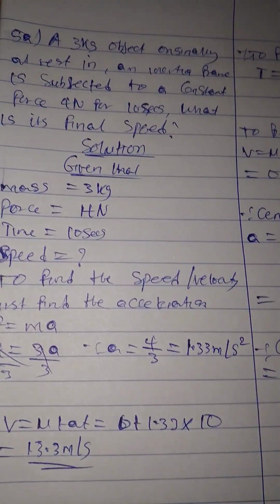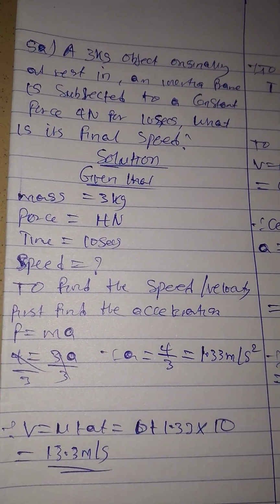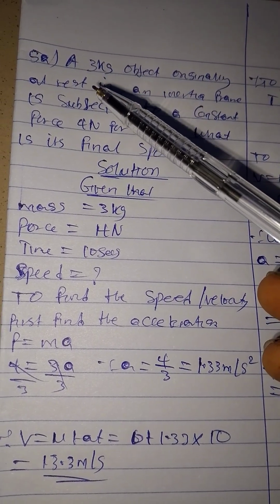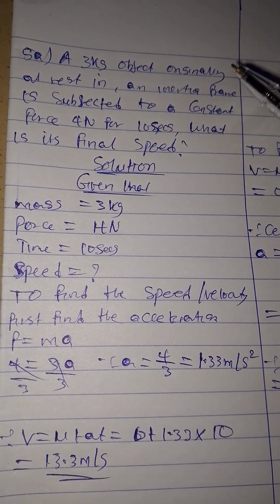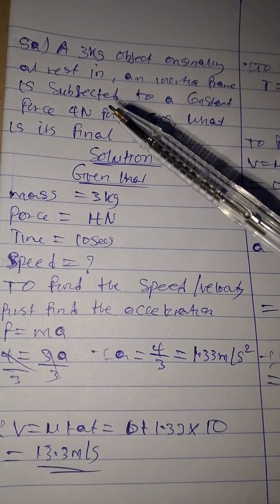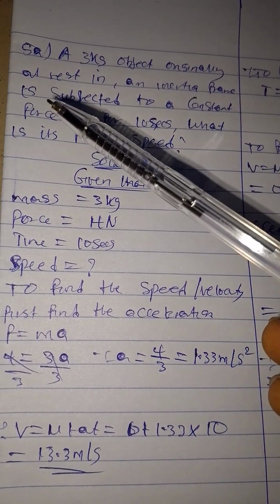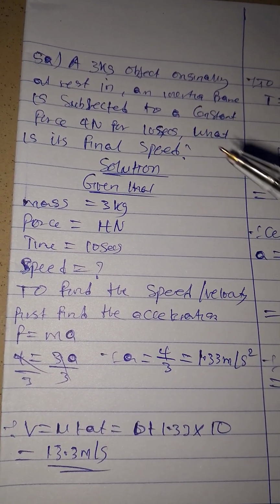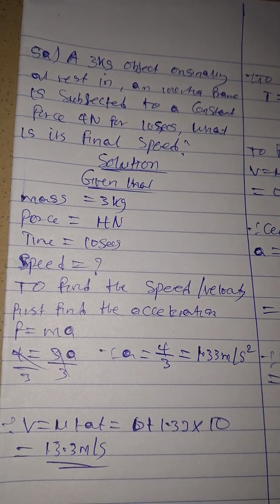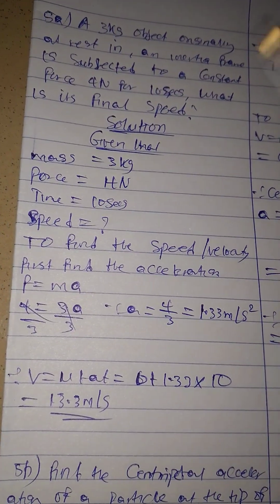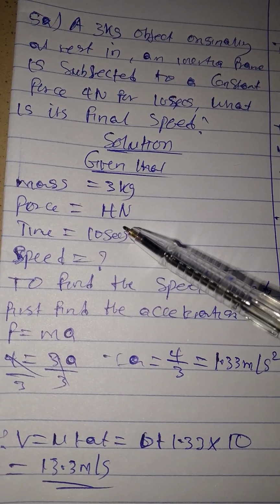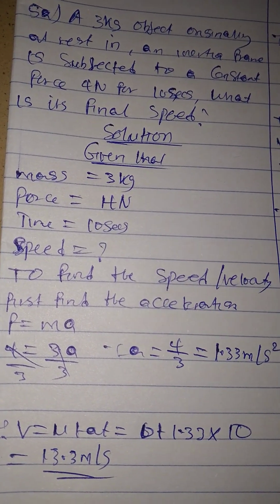Okay, so I have question number 5. Question 5a says that a 3 kilogram object originally at rest in an inertial frame is subjected to a constant force of 4 Newton for 10 seconds. We ask what is its final speed. Given that the mass is 3 kilogram, the force is 4 Newton, and the time is 10 seconds. We have to find the speed.